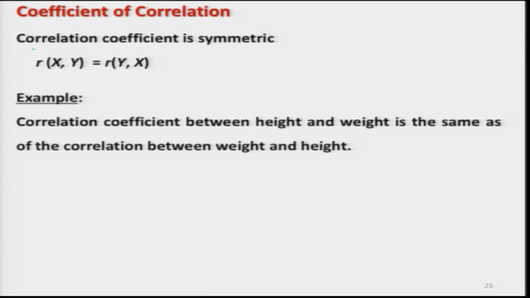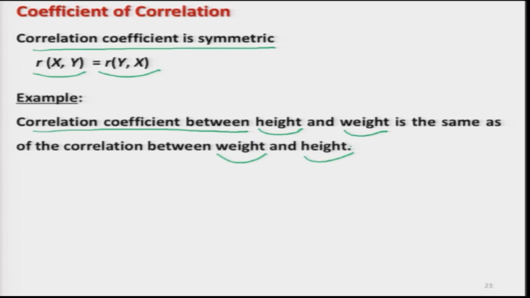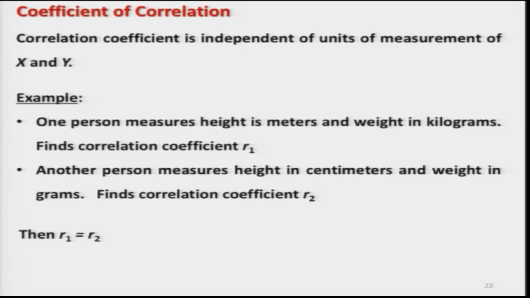Similarly, another property is that the correlation coefficient is symmetric. That means the correlation coefficient between x and y is the same as the correlation coefficient between y and x. What does this mean? If somebody finds the correlation coefficient between height and weight, and another person finds the correlation coefficient between weight and height, then both are going to be the same. Similarly, one very nice property of the correlation coefficient is that this quantity is independent of the units of measurement in x and y. So, what is the advantage?